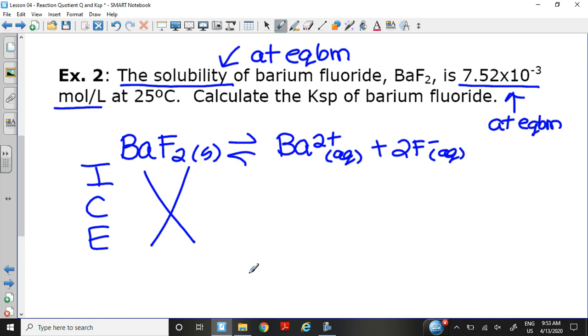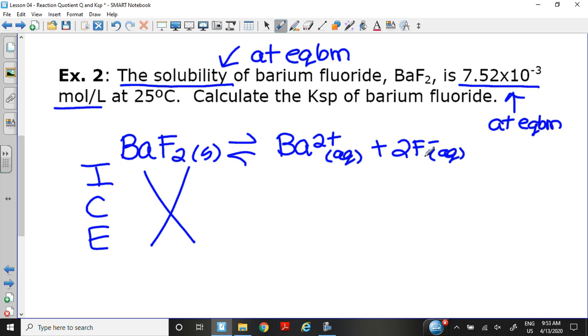Since we're not doing anything with the solid, I just like to cross it out. Your textbook sometimes puts in information for initial and change, but there's nothing at equilibrium. I just prefer to cross it out, so that's what I would suggest that you do. Cross out the solid, nothing's going in there, you're never going to need to use it.